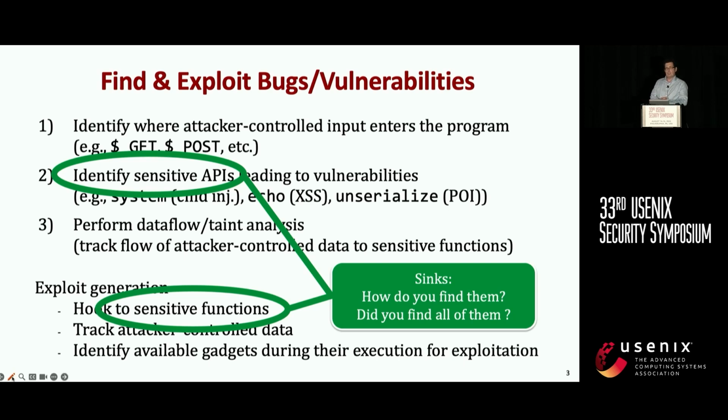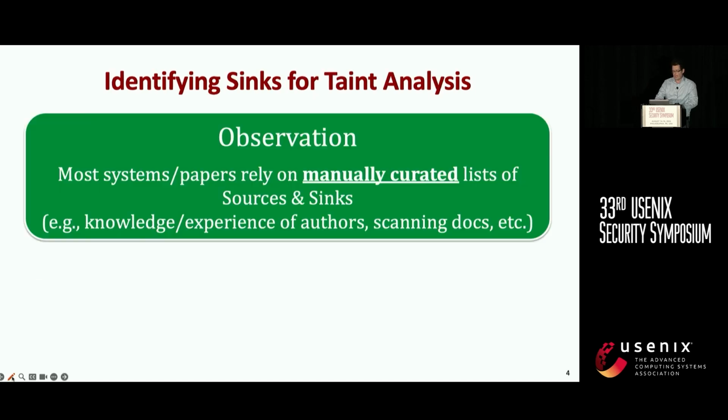One of the questions that we wanted to ask with our system is, how do you find those sinks? And how can you be reasonably sure that you actually found them all, right? Looking into related work, lots of papers have been doing static and dynamic taint analysis on PHP, including my own work from almost 2 decades ago. The observation there is that most systems and most papers out there, they're all great, but they mainly rely on a manually created list of what your sinks are. What are your sensitive APIs, right?